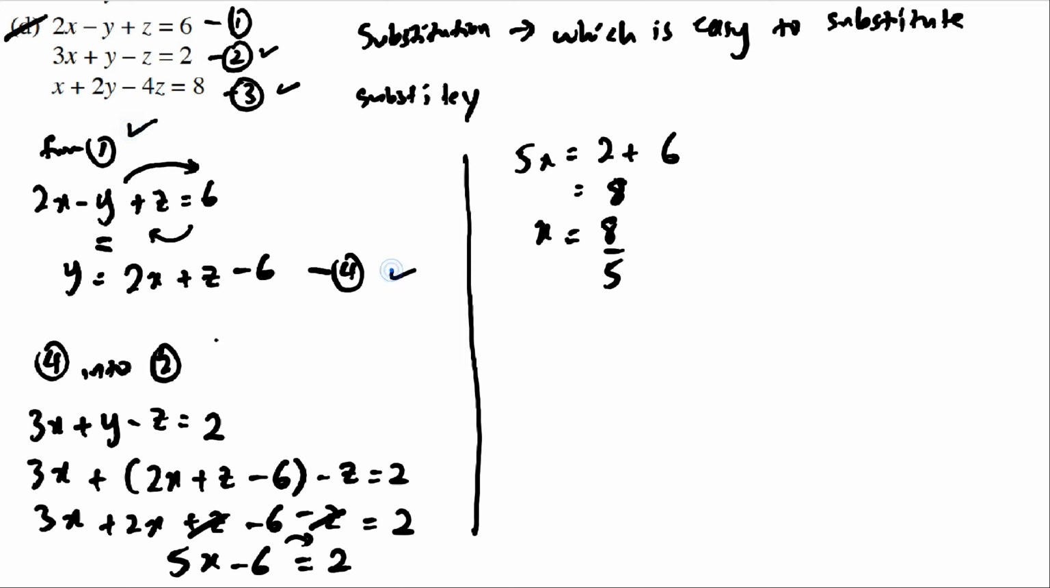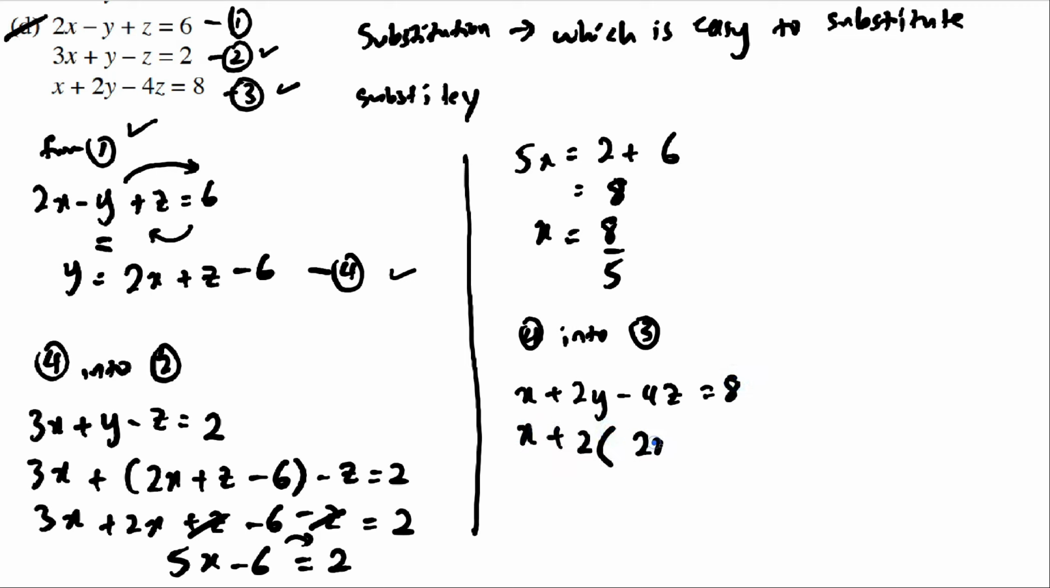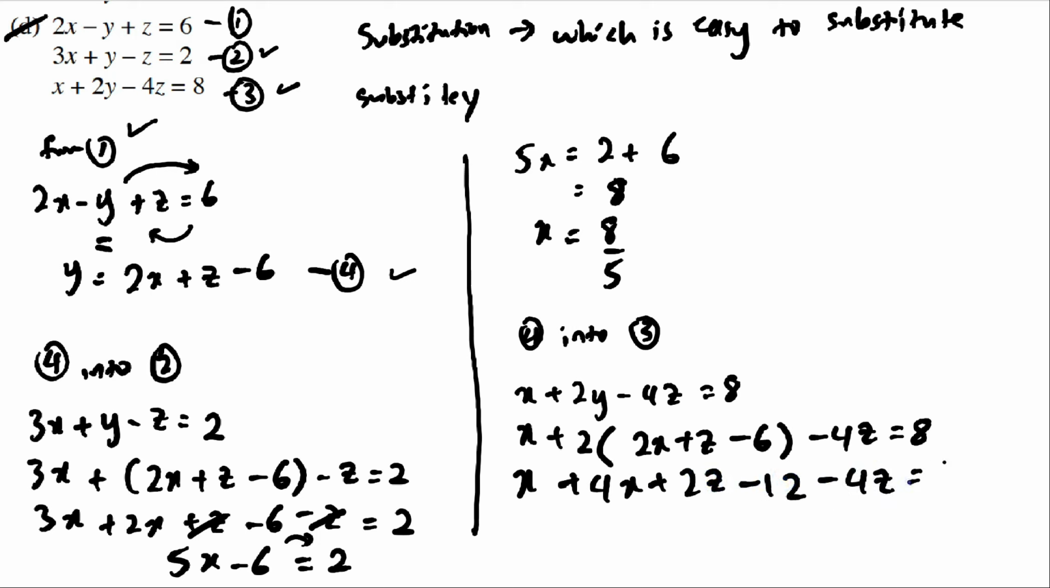From 1 you get 4, and then you substitute 4 into 2, and then 4 into 3. 4 into 3, this one, your 3 is x plus 2y minus 4z is equal to 8. x plus 2y is 2x plus z minus 6 minus 4z is equal to 8. 2 times 2x, we get 4x. 2 times z, we get 2z. 2 times negative 6, we get negative 12 minus 4z is equal to 8. So here, x plus 4x, we get 5x. 2z minus 4z, we get negative 2z.